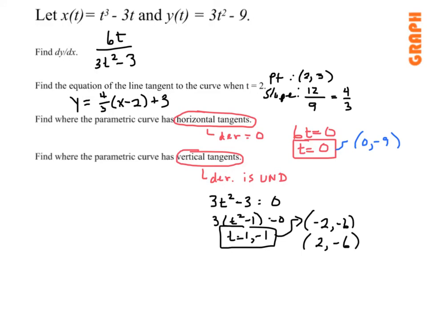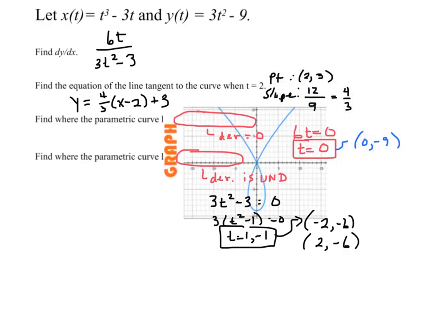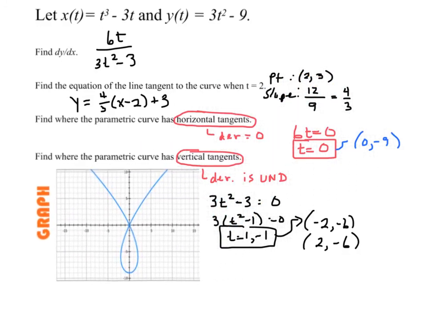Now let's just pull out the graph here and see what this thing looks like. And you can definitely see these things occurring on the graph. At 0, negative 9, we have a horizontal tangent. At negative 2, negative 6, and positive 2, negative 6, we would have vertical tangents.